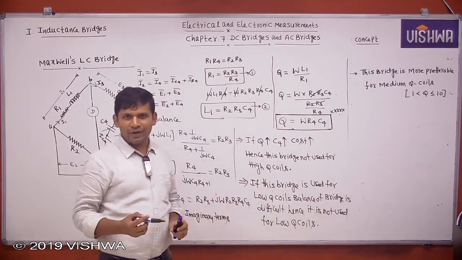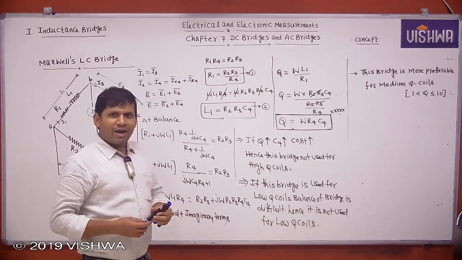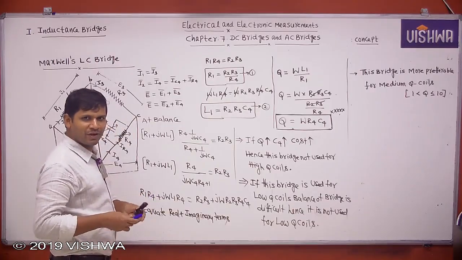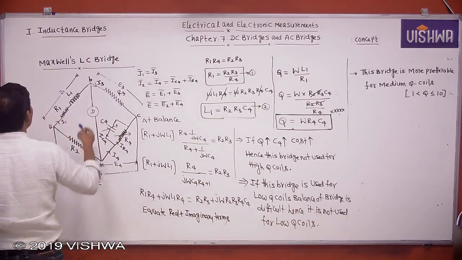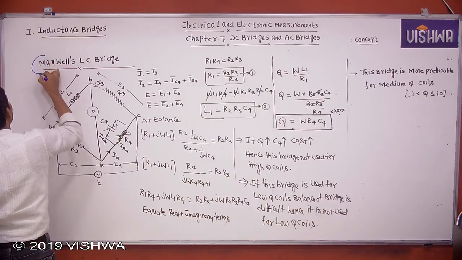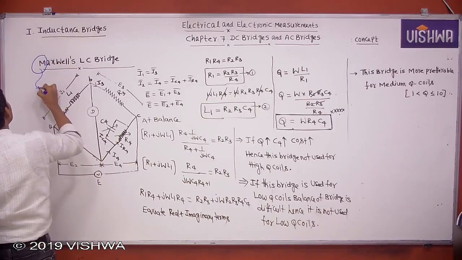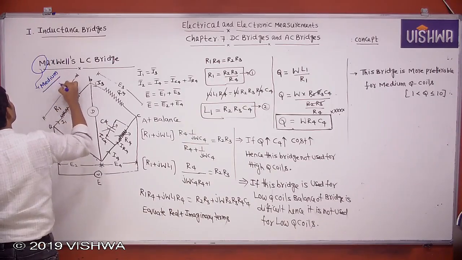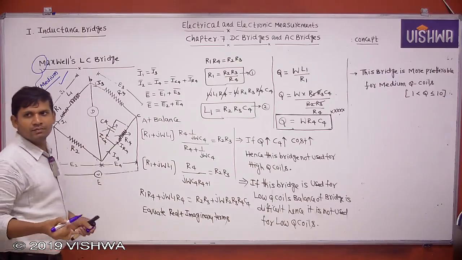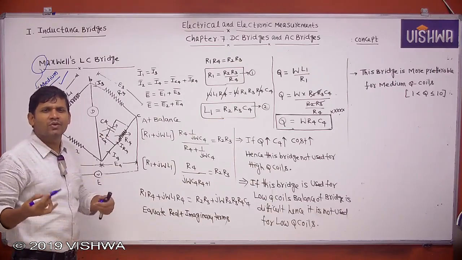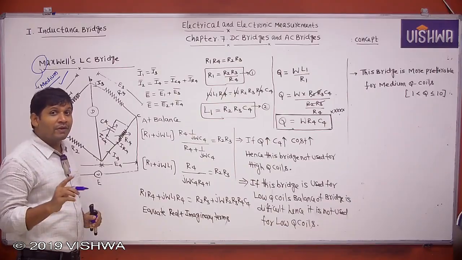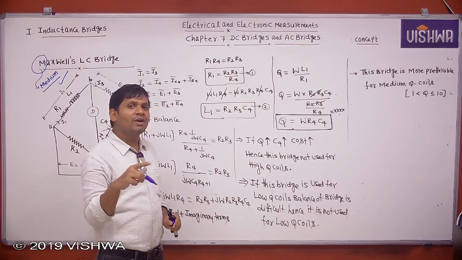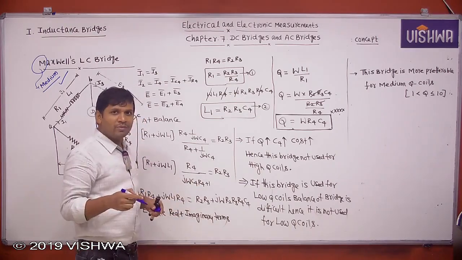Like this, theoretically you can analyze. But from a competitive point of view, just for remembering purpose, it is not a concept, for an objective point of view, I am telling that in Maxwell's LC bridge, the starting letter is M, and M stands for medium. Like this you remember. Or simply remember like this, in future you don't forget. But you may have the doubt, sir, in Maxwell's inductance bridge also M is there, but that is also used for medium coils. That is meaningless.